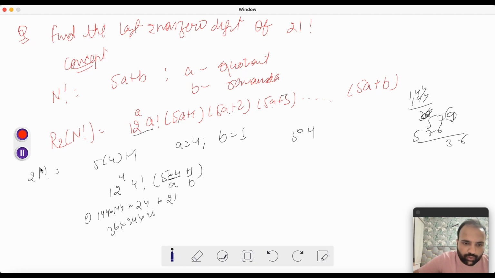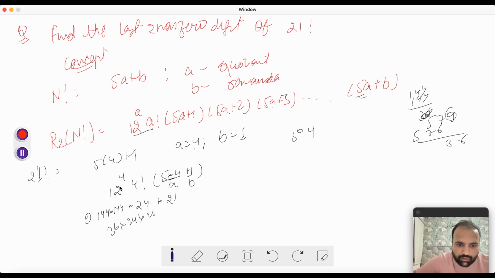So for 21 factorial, we have broken it into the form 5 into 4 plus 1, where a is 4 and b is 1, and then we have put this in the format. See over here, why we are not going on with 5a plus 1, etc.? Because we have reached 5a plus b in the first box itself. If we would do for 22, let's say, then we would have done this and then moved on. Till the time we reach 5a plus b, we have to continue with this. Since we reached it in the first step itself, we have stopped here.